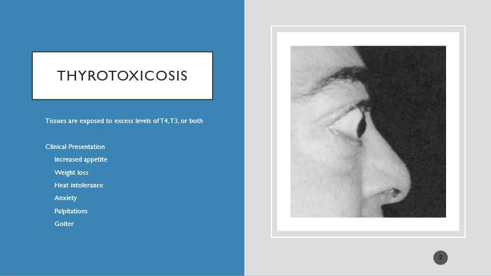Patients who present with hyperthyroidism are going to be showing signs and symptoms of overactive metabolism. These can be seen as increased appetite, weight loss, heat intolerance, anxiety, heart palpitations, or a goiter.